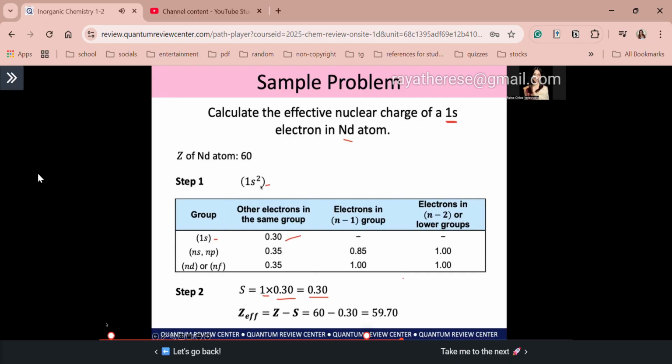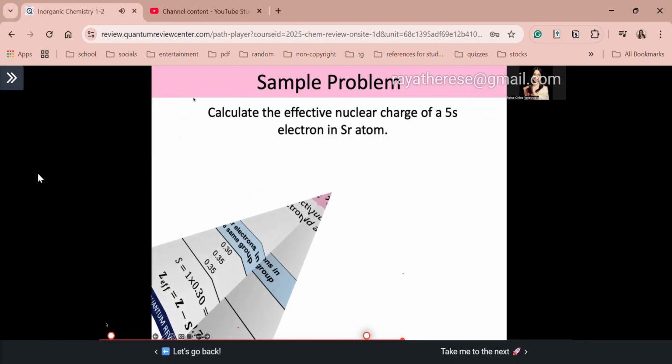Diba guys, napakalaki ng Zeff niya. This is expected from a 1s electron, that is very near to the nucleus. Kasi syempre, 1s siya, ang pinakamalapit sa nucleus, right? Okay. Sana get so far, very easy pa yan, diba? Now let's move on to number 2.